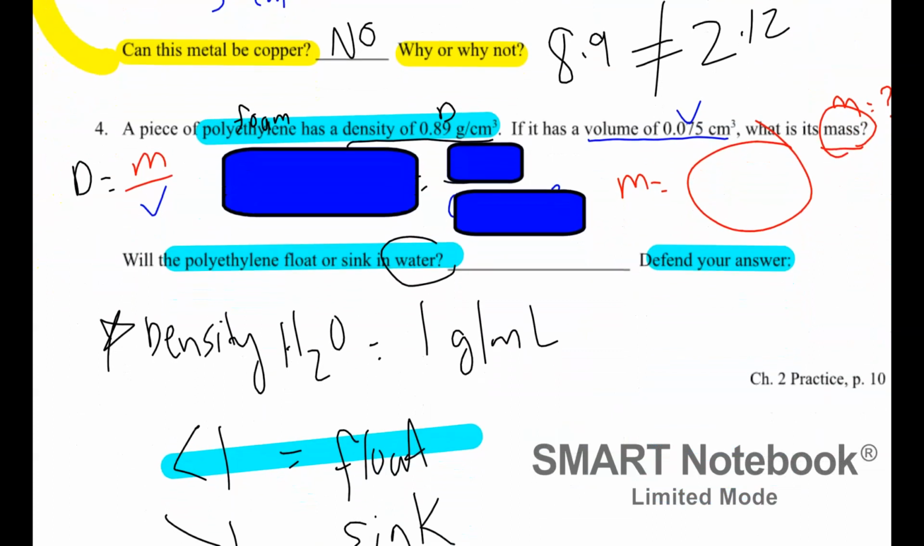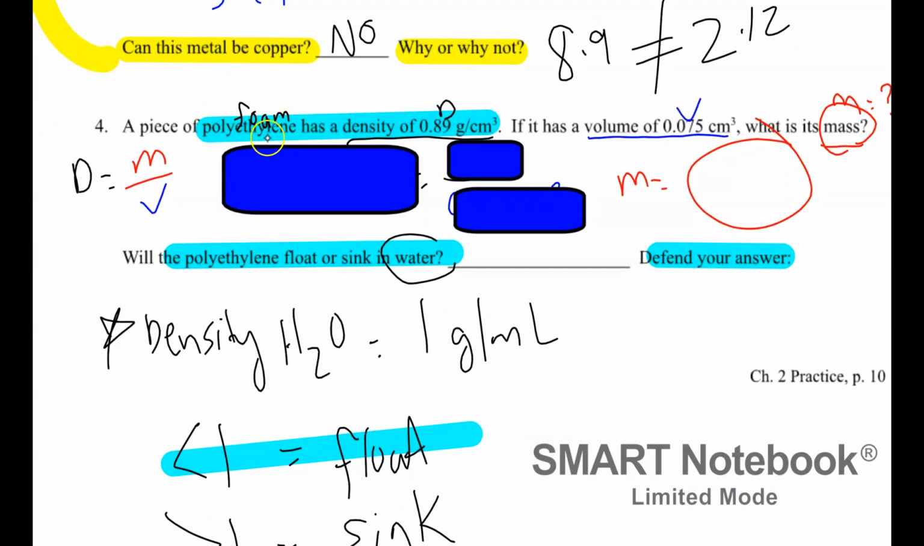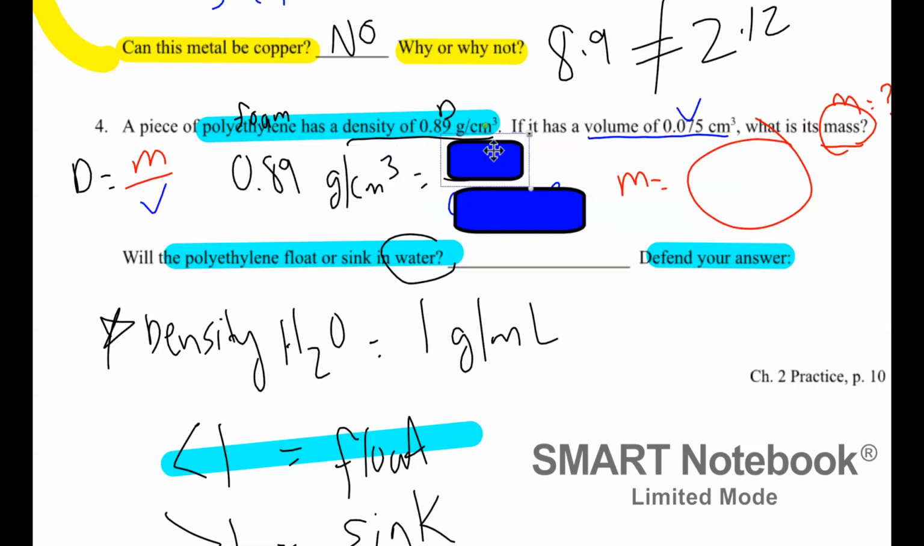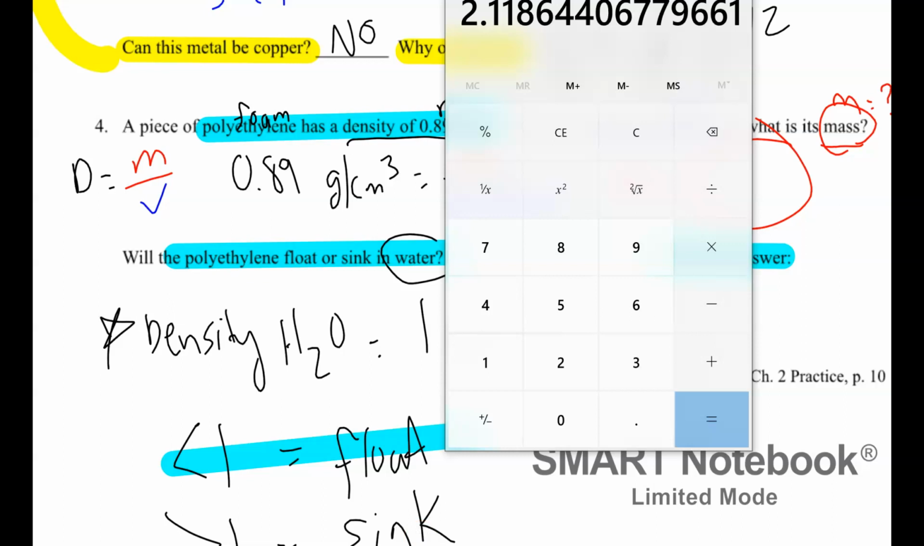Okay, question 4. A piece of polyethylene, that's a type of foam, has a density of 0.89 grams per centimeter cubed. So there's D for density, and has a volume of 0.075 centimeters cubed. What is the mass? So start with your equation. Density is mass over volume. We know density. We don't know mass, but we do know the volume. So we've got to isolate and solve. So how do we get mass by itself? Well, we need to multiply over.